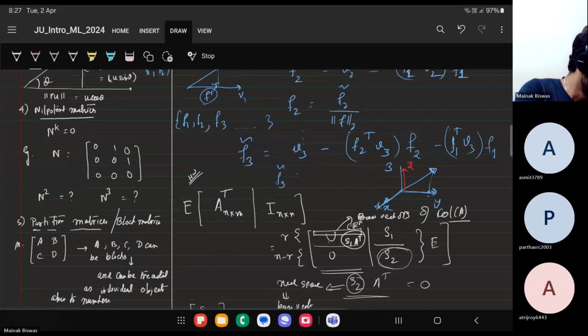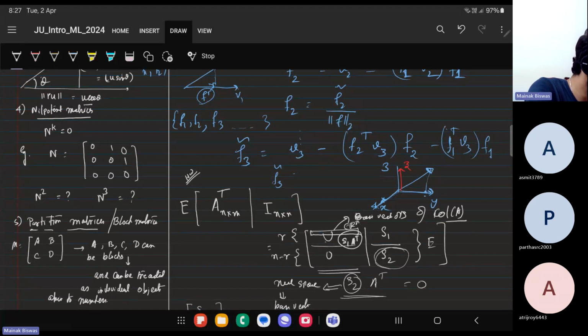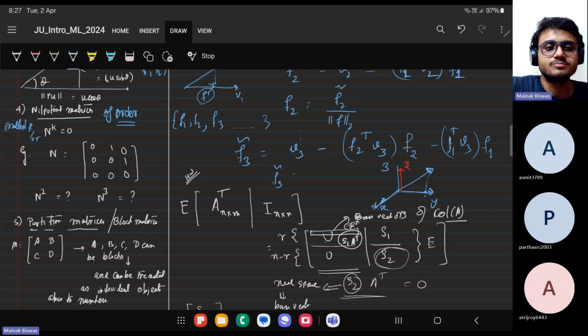Okay, good. So another class of matrices is called the nilpotent matrix. There's not much detail in this. The order k of a nilpotent matrix N is defined as the smallest k such that N to the power k is equal to 0.